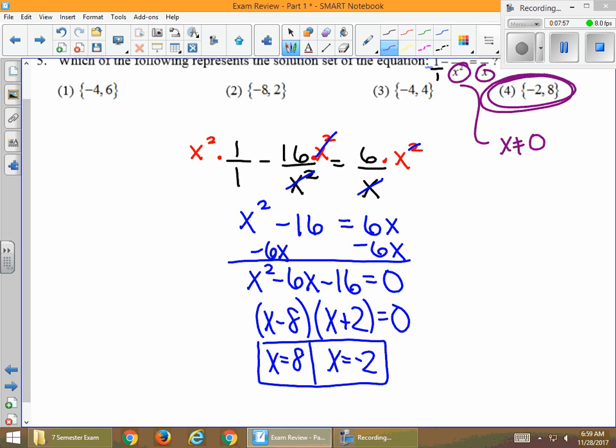All right, those are examples 4 and 5. You can look at the next video for complex fractions.